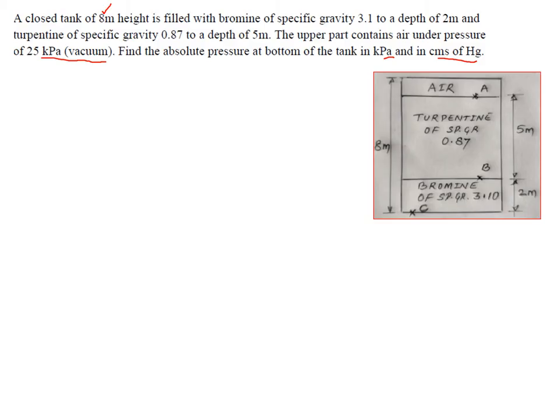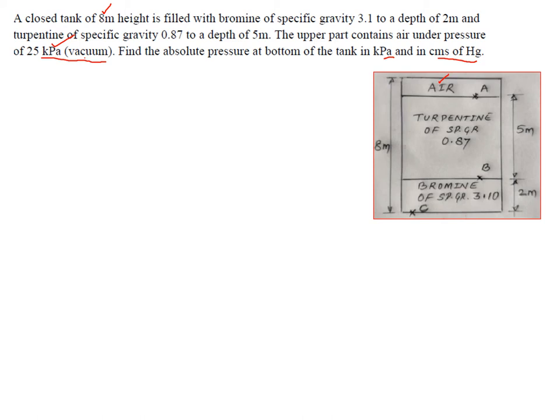But the total height of the tank is 8, so the remaining 1 meter is filled with air under pressure, which is exerting a pressure of 25 kilopascal vacuum. Pascal is nothing but Newton per meter square, so kilopascal becomes kilonewton per meter square. Vacuum indicates that it is negative gauge pressure, so the pressure at A will be minus 25 kilopascal.